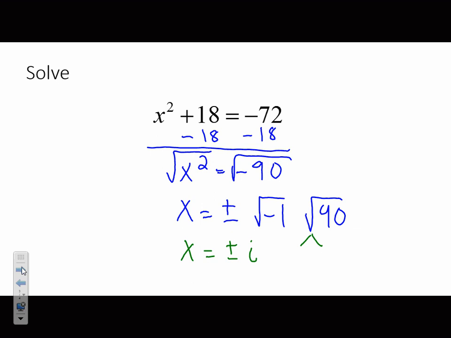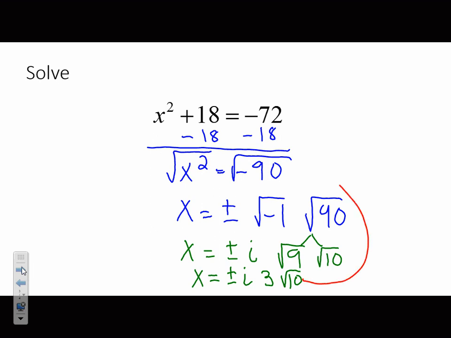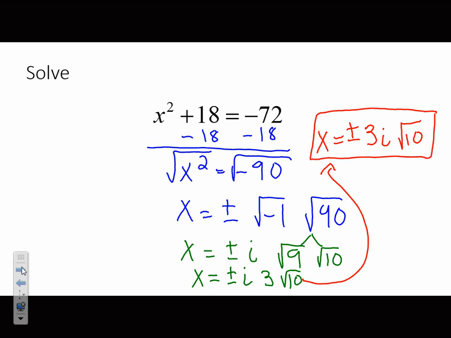Now 90 we can break down. It's not a perfect square. The largest perfect square that goes into 90 is 9. Then we have the square root of 10. So we're going to get x equals plus or minus i, square root of 9 is 3, square root of 10. We're going to write this properly. So we're going to write it as x equals plus or minus 3i square root of 10. And that is our answer, ladies and gentlemen.